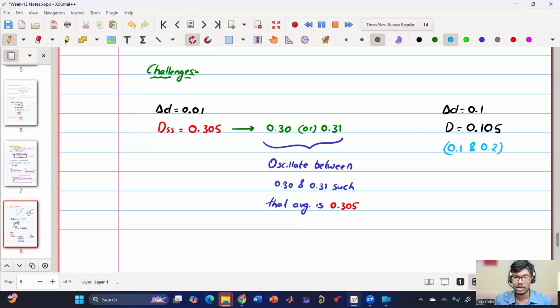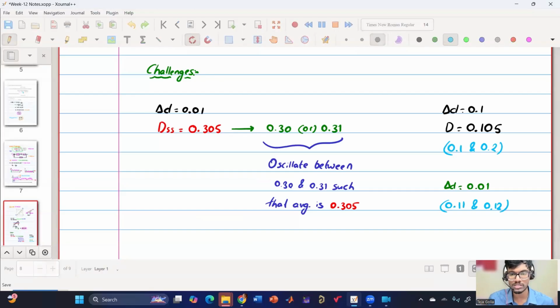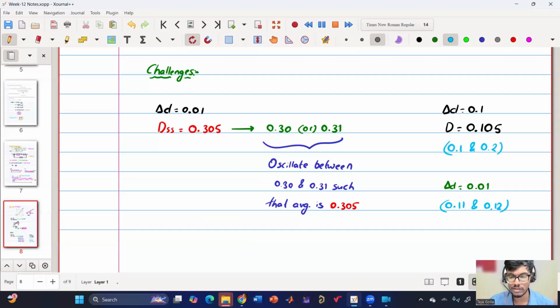But if I have delta D to be 0.01, then it will oscillate between 0.10 and 0.11, which is very close. So if the duty ratio resolution is not good, then it will oscillate between big values. If it is small, then it will oscillate between small values, which might be reasonable for our application. But if the duty ratio is oscillating by a big amount, the output voltage will also swing between 0.1 times Vin and 0.2 times Vin, which is not a good way of designing the controller because the output voltage, which has to be tightly regulated, is swinging. So that will cause issues.